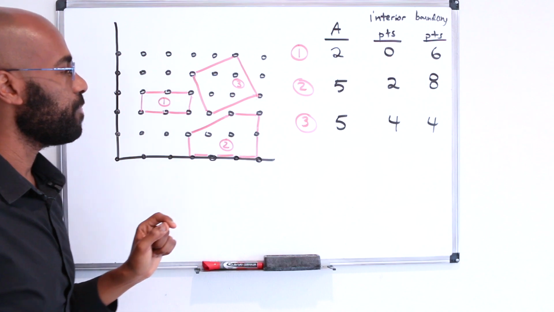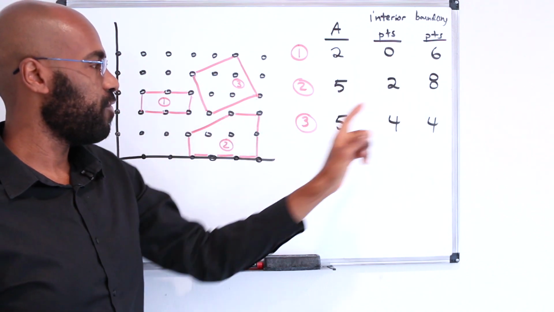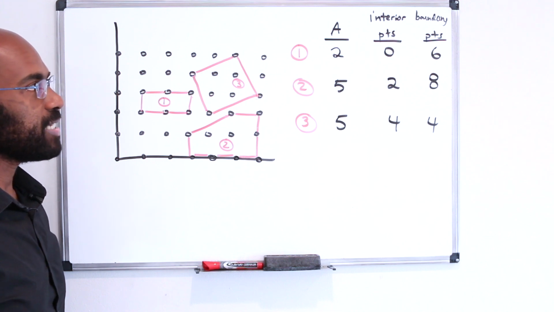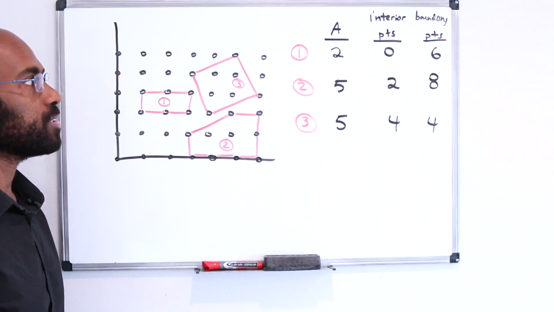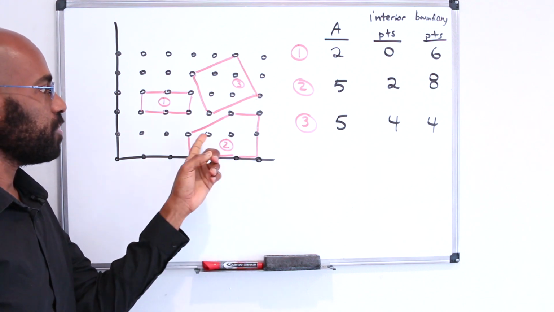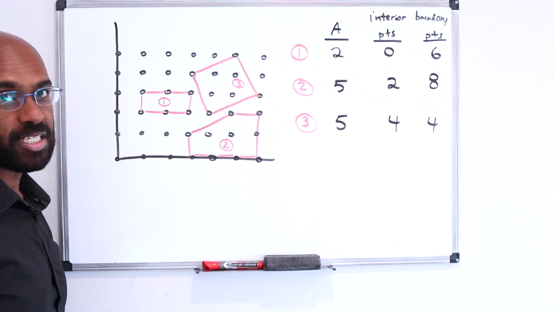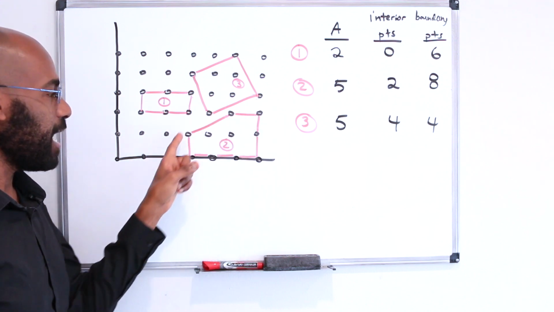That's listed there. And also the number of boundary points of each, which we get 6, 8, and 4. Now, if we look at this table of values, I wonder, is there a relationship between the columns? Is there a relationship between the area, the number of interior lattice points, and the number of boundary lattice points in a polygon in the plane whose vertices are at lattice points?